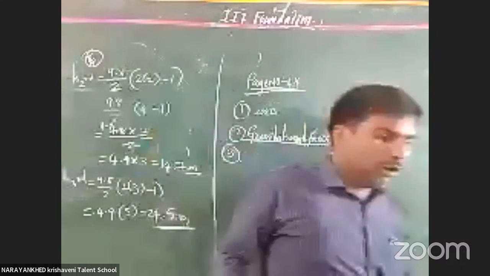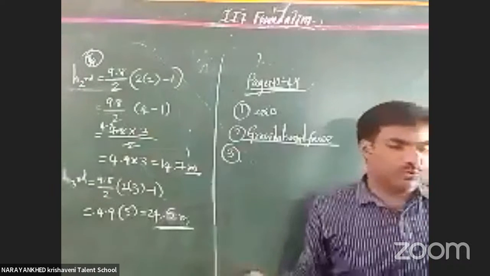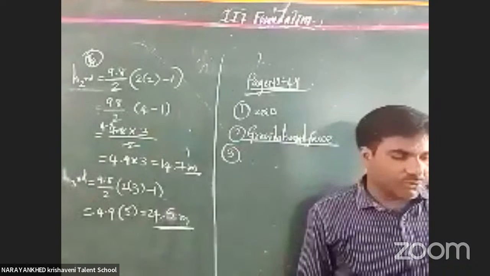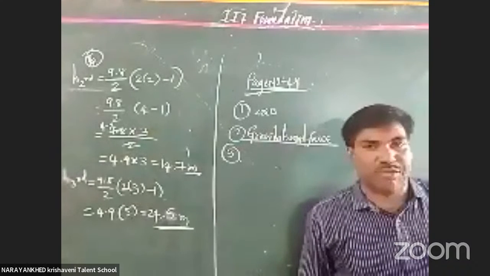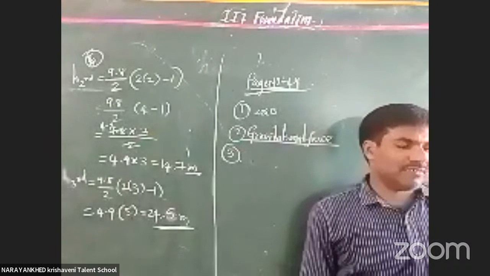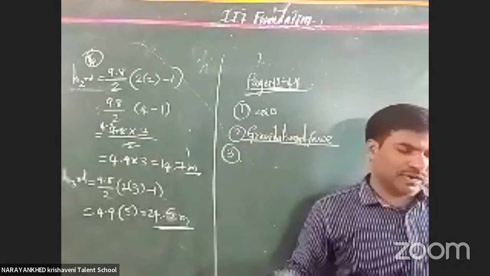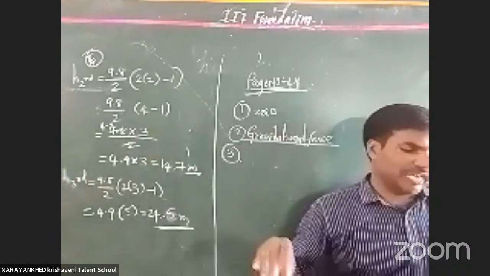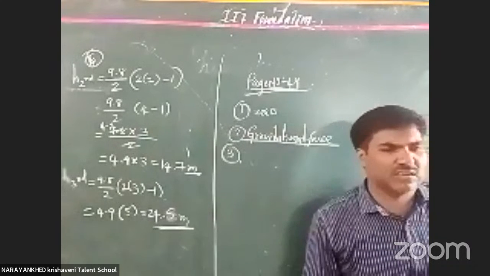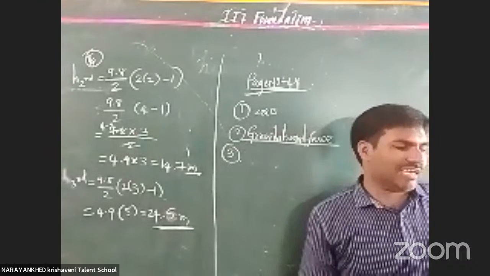Third point. A body strikes the floor vertically with a velocity u and rebounds at the same velocity. The magnitude of change in velocity would be? Once again, I repeat it. The body strikes the floor vertically with a velocity u and rebounds at the same velocity. Is there any change here? The same velocity we consider.